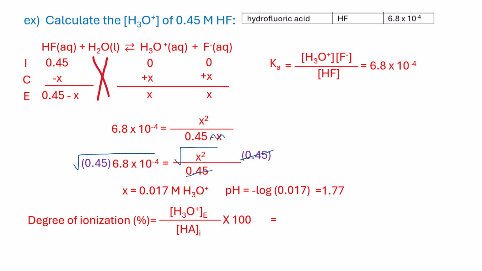All right, so what are we going to plug in this case? Well, our hydronium at equilibrium is just x, right? So that goes on top, 0.017. And our initial acid concentration was 0.45. And so I'm going to divide those two and then multiply by 100. And we see that only about 3.8% of my original HF molecules ionize and form hydronium and fluoride.